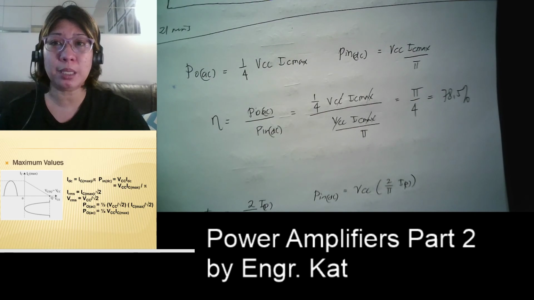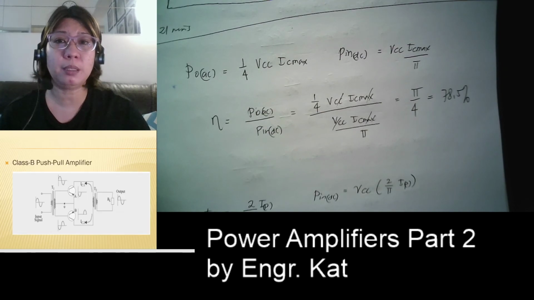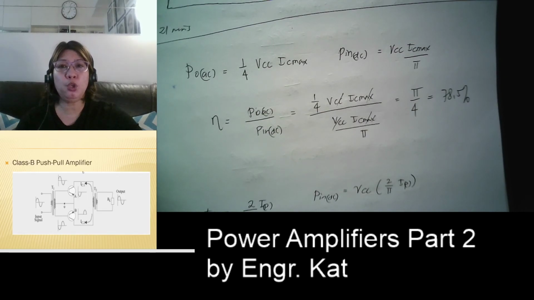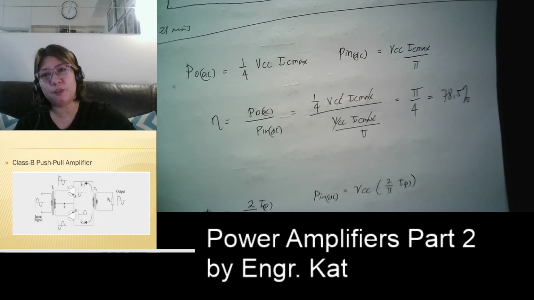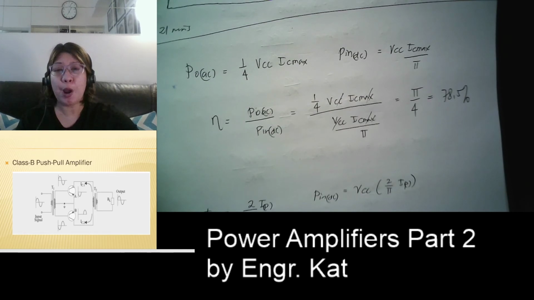So what do we do since the output waveform is distorted? We actually use two Class B amplifiers, connected in this manner. So this is a Class B amplifier and this is also a Class B amplifier. Both of their Q points will be located at the cutoff region. So we call this connection a Class B push-pull amplifier. So what do we mean by a Class B push-pull amplifier? Each of these transistors here will have an output waveform in the form of a half wave.